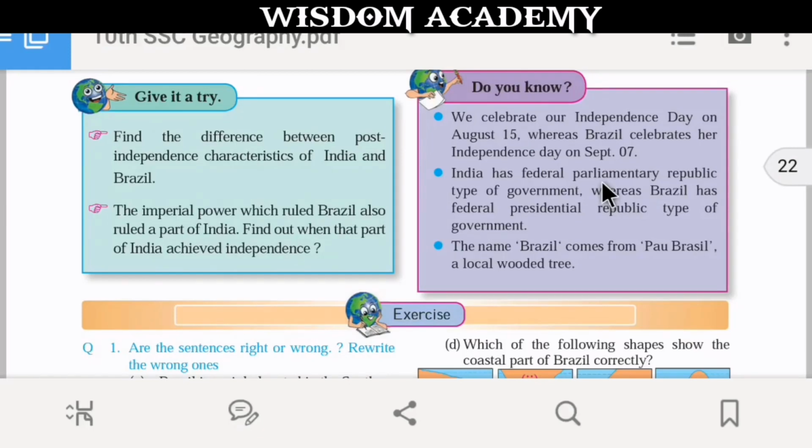बट इन केस ऑफ ब्राजील दैट इज नॉट द सिचुएशन. ब्राजील में प्रेसिडेंशियल डेमोक्रेसी है, सो प्रेसिडेंशियल रिपब्लिक टाइप ऑफ गवर्नमेंट है. नेम ब्राजील कम्स फ्रॉम पाओ ब्राजील, द लोकल वुडन ट्री. सो वहाँ का जो लोकल वुडन ट्री है, पाओ ब्राजील, वहाँ से ब्राजील का नाम आया है.